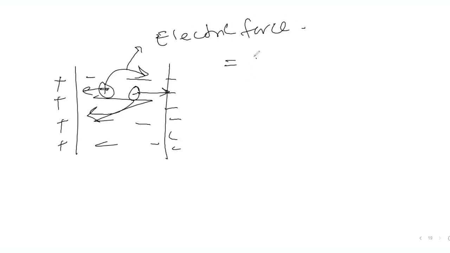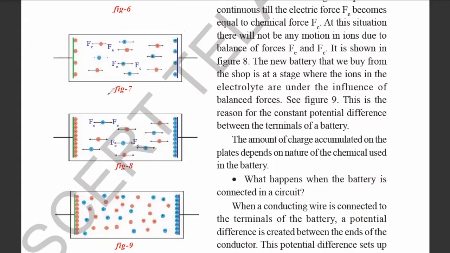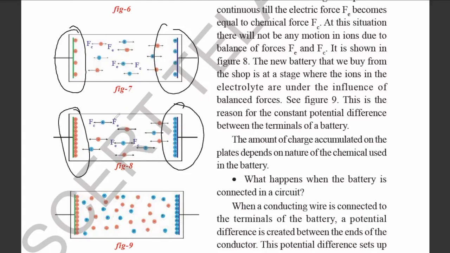And this electric force is opposite to chemical force. The magnitude of the force depends on the amount of charge accumulated on the plates. Now this is the working of a battery. It is clear that when there is no charge on the plates, they experience chemical force. If some charge is accumulated on these plates, they experience electric force.